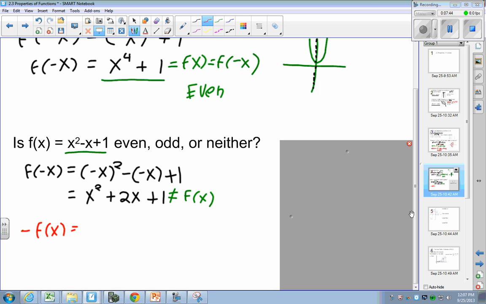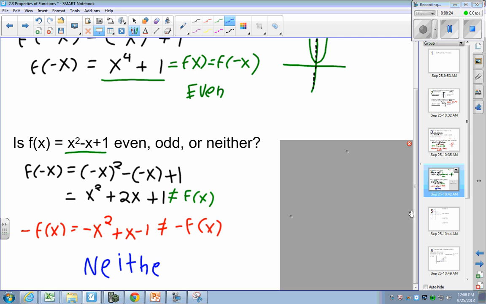And this is just equal to everything times the negative 1. So we'll have negative x squared plus x minus 1. All right, but is that equal to our f of negative x? And the answer is no. So we don't have that negative right here, and this is a positive. So, therefore, this is not equal to negative f of x. So it's not even, and it's not odd, so what is it? And it must be neither.